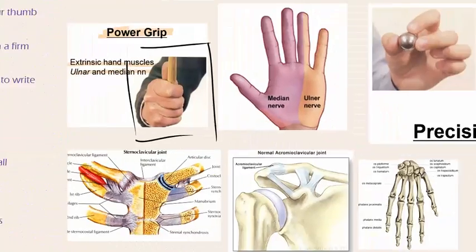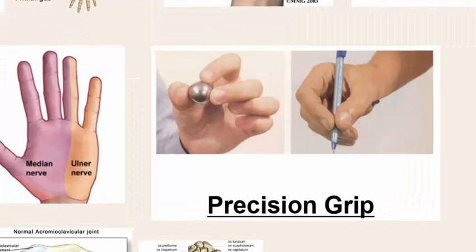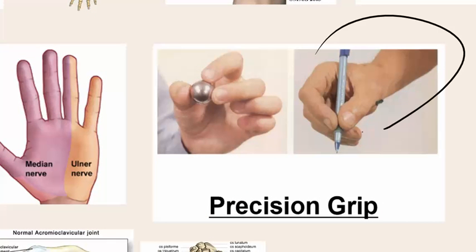And just to show you an example of precision grip, here you have someone holding a pencil, and here they're holding a little ball, marble or something.